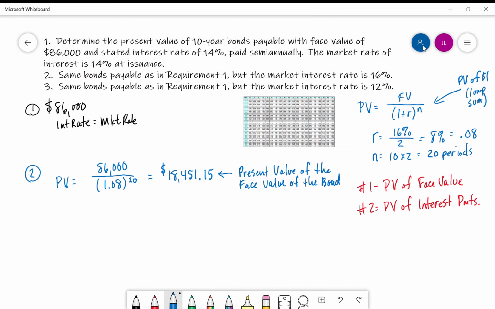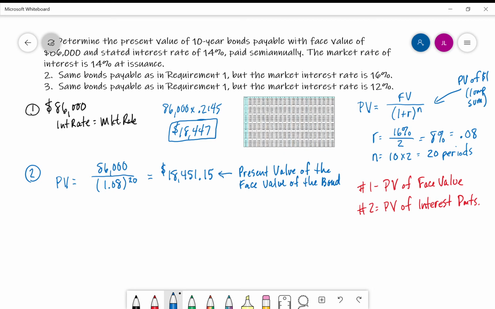The other way we can do this, if we use the table, is to say, we don't want that. We want this. The other way we could do this would be to say, and I'll put it here in the table space, 86,000 multiplied by 0.2145. And what that gives us is 18,447. As I said, when you use a table, you'll get not an exact amount because of rounding errors.